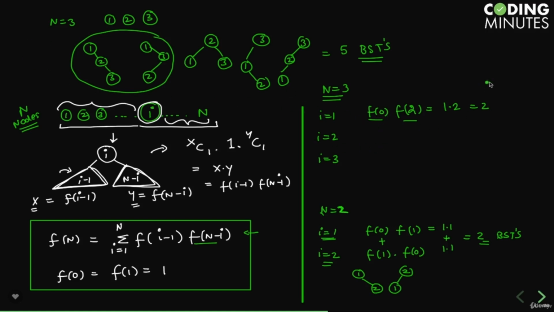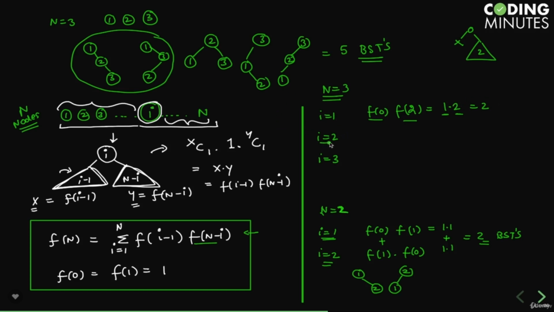That means for the left part, there is no such node. And for the right part, there are 2 such nodes. And those 2 nodes can be arranged in 2 ways. And the left node, because there are 0 nodes, there can be only one way possible. So it becomes 1 into 2, that is 2.